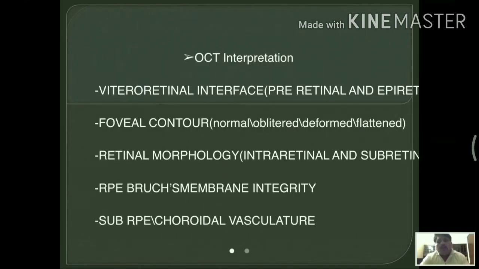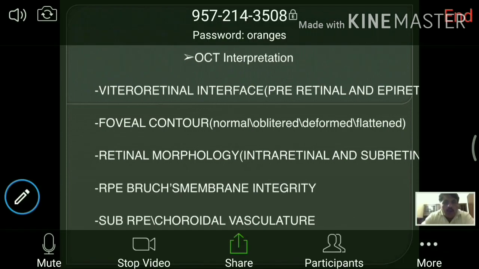Coming directly to OCT interpretation: how do we basically interpret an OCT? We have to keep these 5 things in mind. To start with, the vitreoretinal interface, the preretinal and the epiretinal. Then the foveal contour, which may be normal, obliterated, deformed, or flattened. The retinal morphology, that is the intraretinal and the subretinal. The RPE or the Bruch's membrane integrity, and then the sub-RPE and the choroidal vasculature.